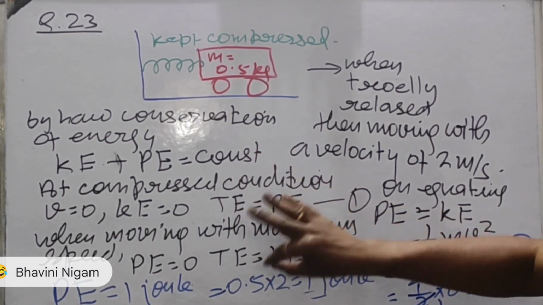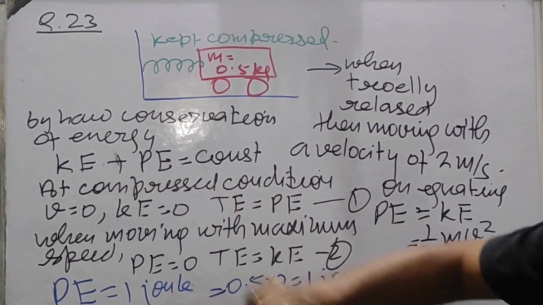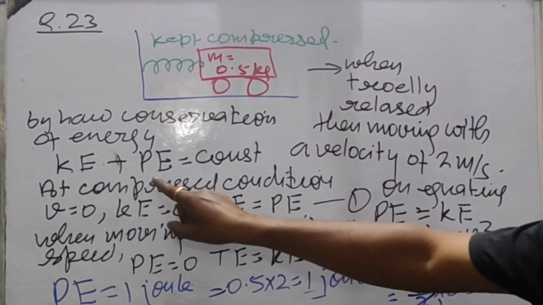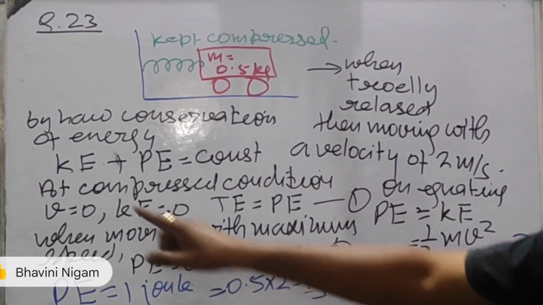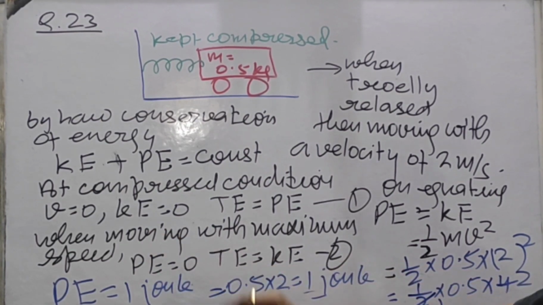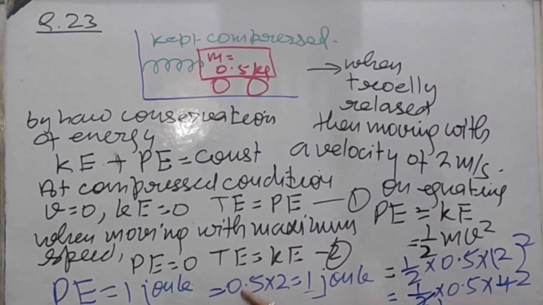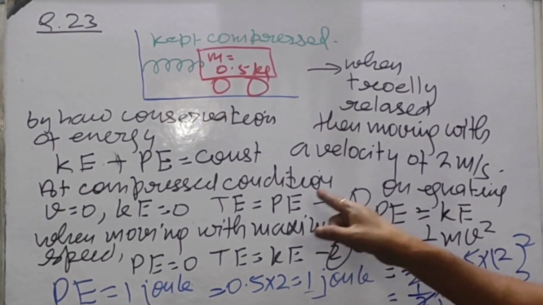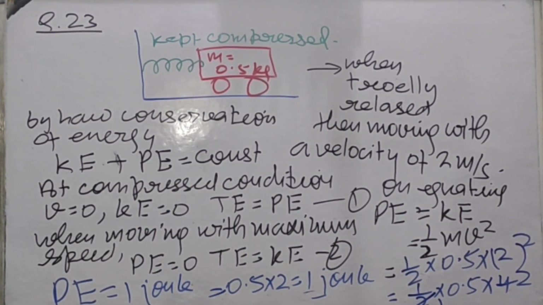Just saying that potential energy is equal to kinetic energy, that is a different thing. But I proved here, because kinetic energy plus potential energy is a constant, the law of conservation of energy says, and in compressed condition, velocity is zero and kinetic energy is zero, then total energy is equal to potential energy. And when moving with maximum speed, potential energy is zero and total energy is equal to kinetic energy. On equating this, we get potential energy is equal to kinetic energy.